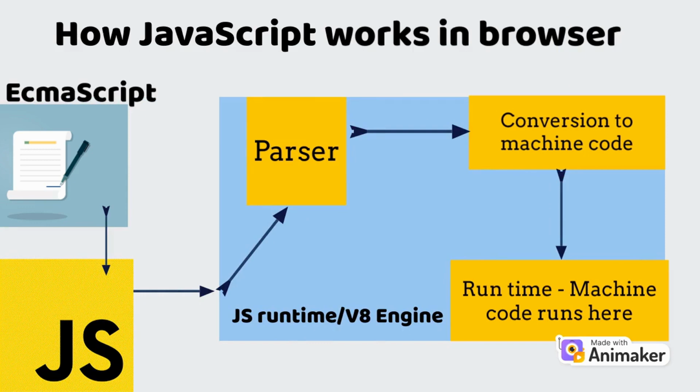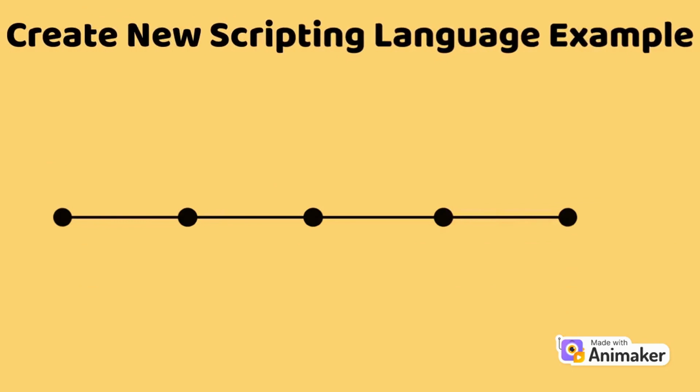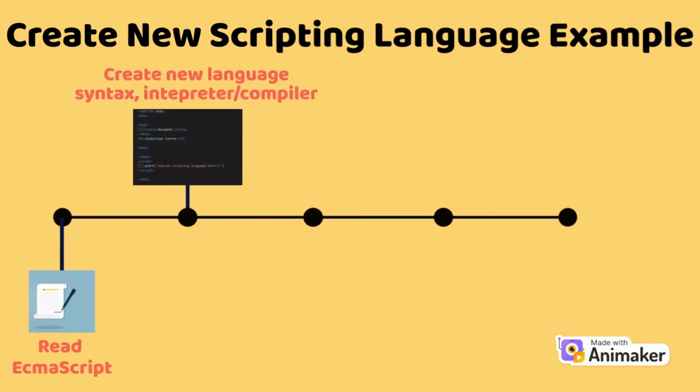Now to create this new scripting language, you need to start by reading EcmaScript. So this is the first step. You should understand the EcmaScript specification and then you can work on your language syntax and specification. The second step is you need to write an interpreter or compiler for this new language, which will convert your high level language code to low level or machine level language.